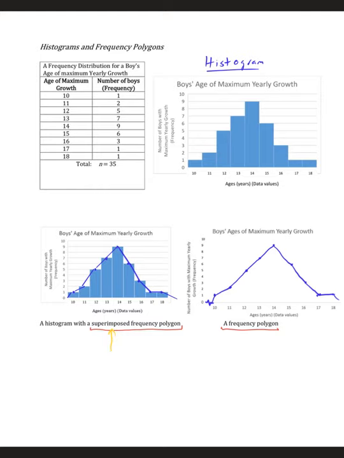So make sure you're familiar with all the different kinds that we have. Again, the first one is the frequency distribution. The second one is the histogram. The third one is the superimposed frequency polygon. And the last one is the frequency polygon. This is also considered a line graph, and a lot of you have seen that before. Okay, the last page. Do that.